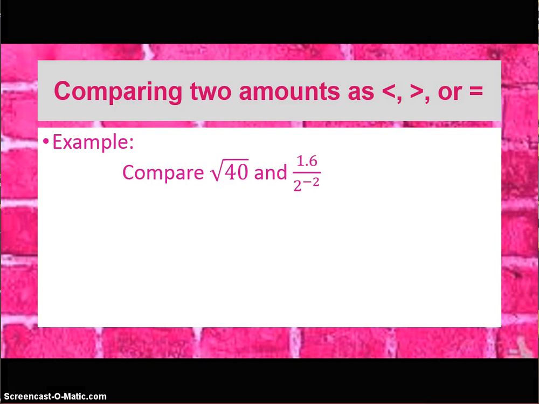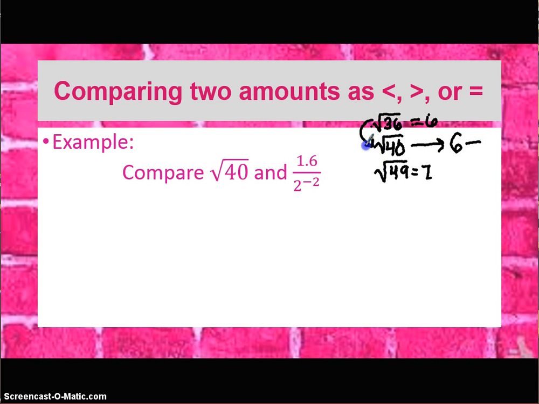So in this first example, we're asked to compare the square root of 40 and 1.6 divided by 2 to the negative 2. Our first step is going to be to convert those to decimals. So the first thing we need to do, we have the square root of 40. We'll have to determine what two square roots it's between. Well, that is between the square root of 36, which is 6, and the square root of 49, which is 7. So that makes 40 6 point something, or 6 with a fraction.